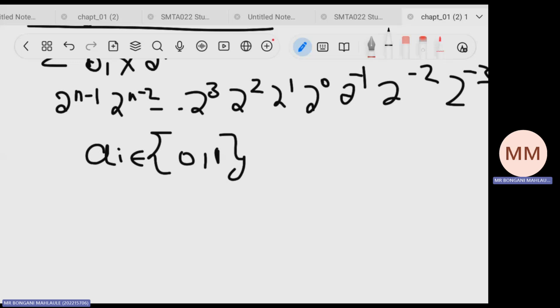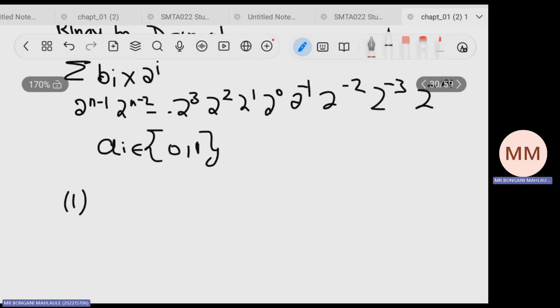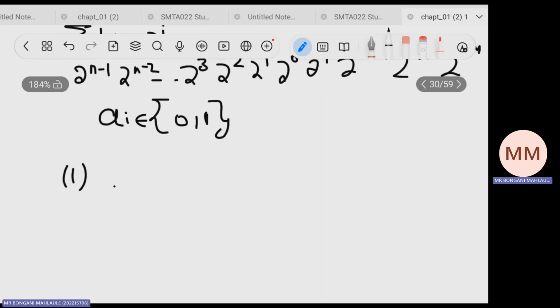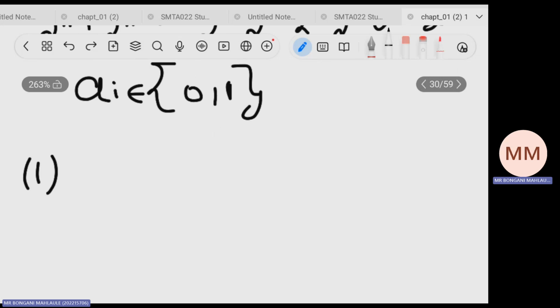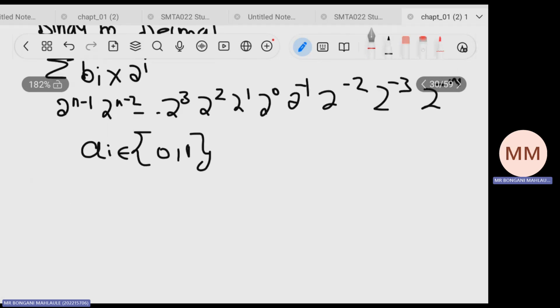So I'm going to write an example now. Let me first write the formula. If you see this formula, don't be shocked.